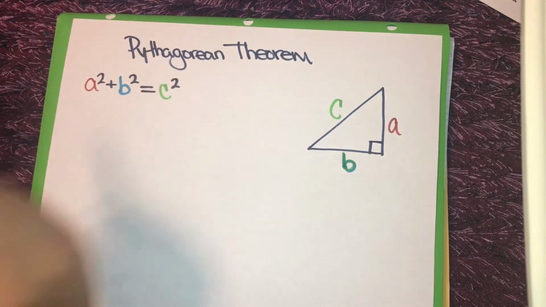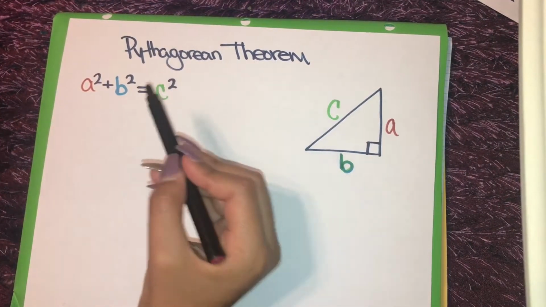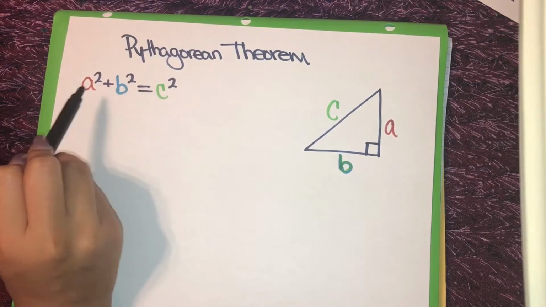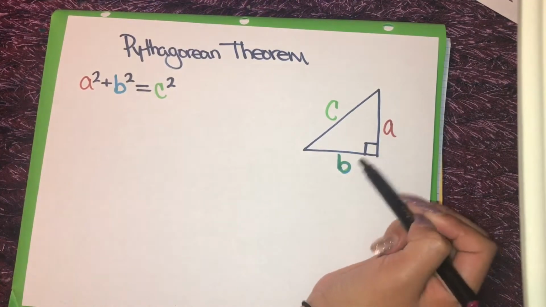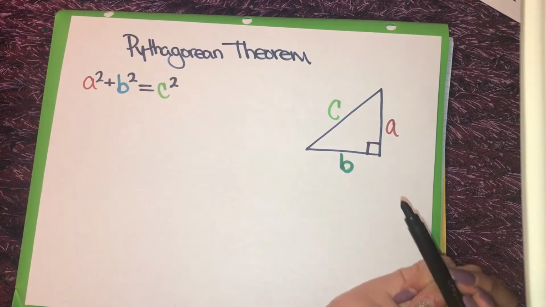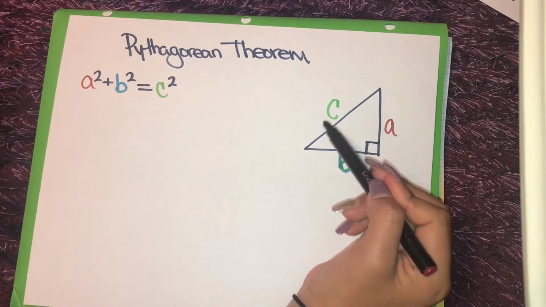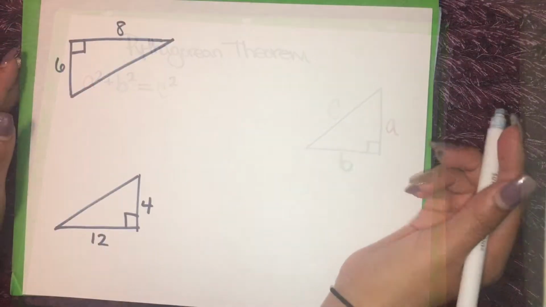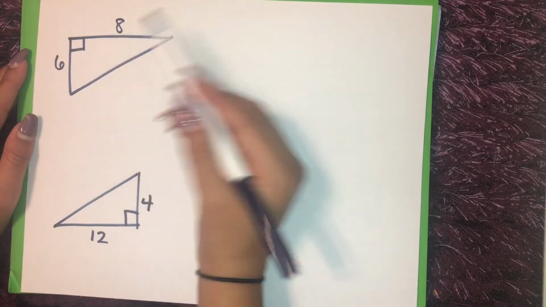Today we'll be learning about the Pythagorean Theorem. The equation for this is a squared plus b squared equals c squared. A and b are the two shortest sides, or the legs of the triangle. C is the hypotenuse, which is the longest side, or the side across from the right angle. Now let's try some examples.